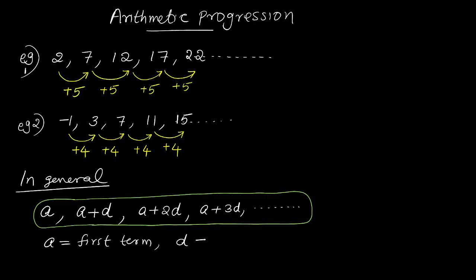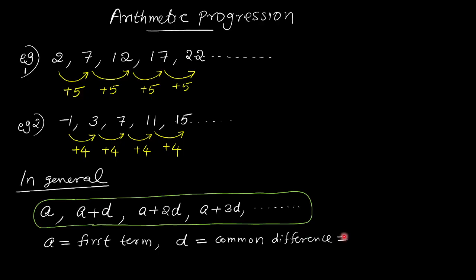And D has a name. What is D? D is the fixed number to be added. Understood? In the first example, D is 5. In the second example, D is 4. D is said to be a common difference. There is a name for D.